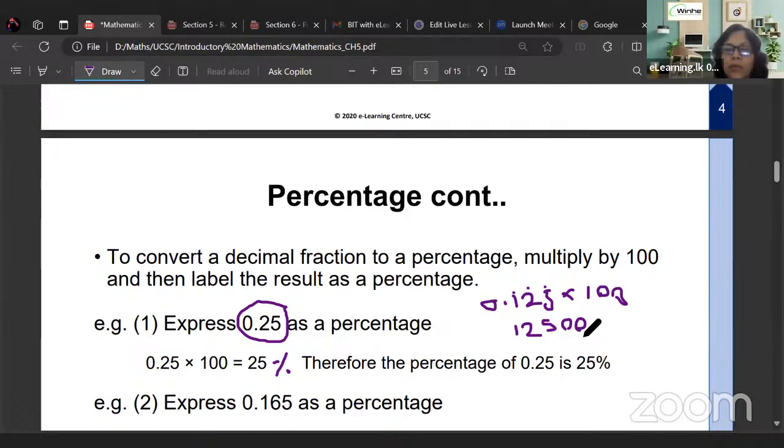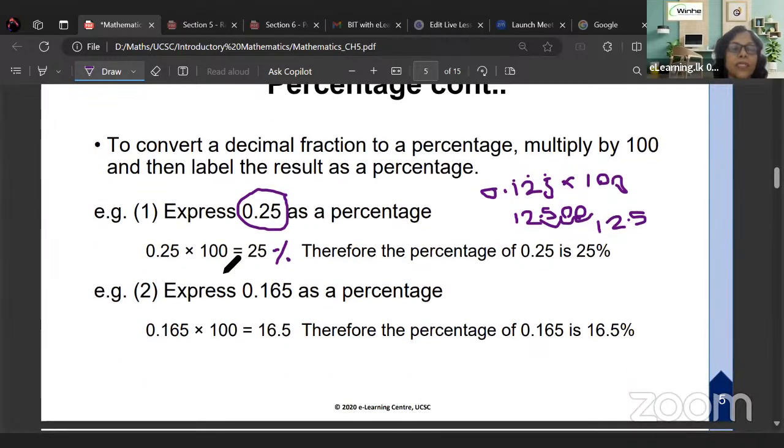Therefore, you have to count 1, 2, 3, starting from the right hand corner. Then what is the answer? After you count and stop, put the decimal point there. 12.5 is the answer, right?